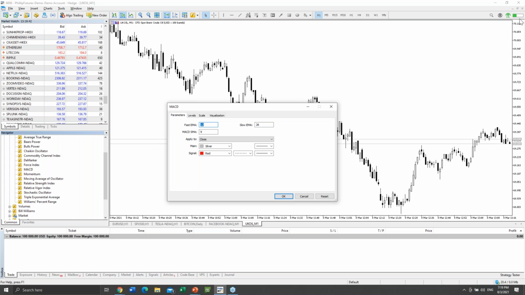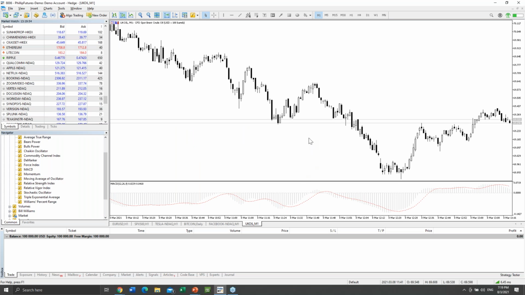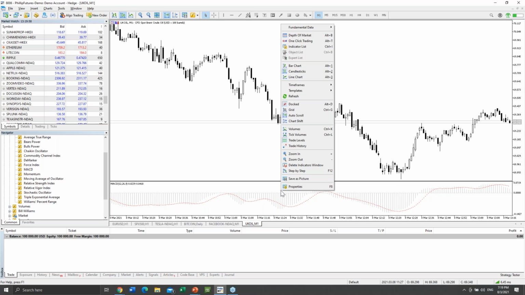For example, the scales, the visualization, and so on and so forth. So if you're happy with the default, just go ahead and select OK. You will see that the indicator is implemented on the charts. To remove it, simply hover over this indicator area, right click and delete.